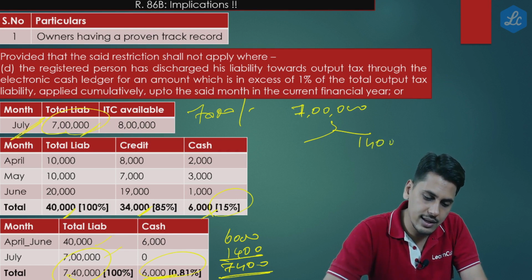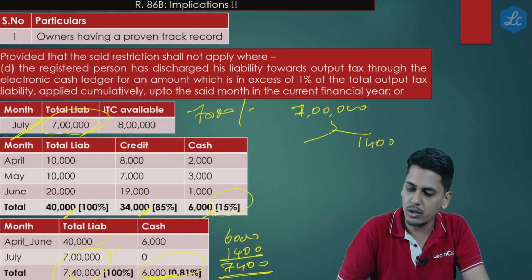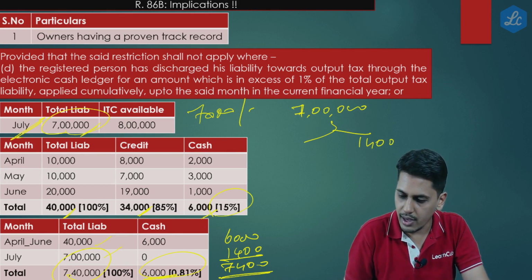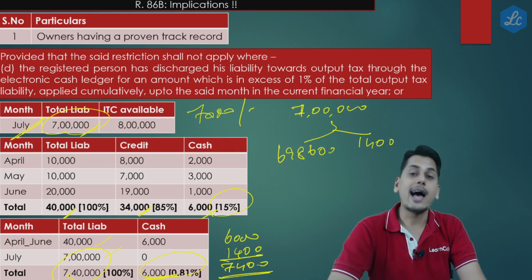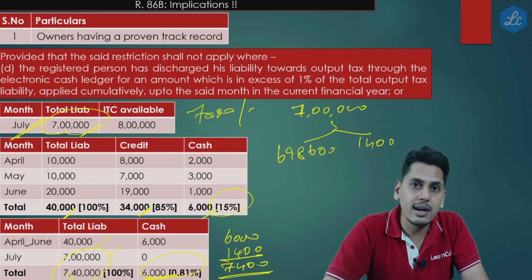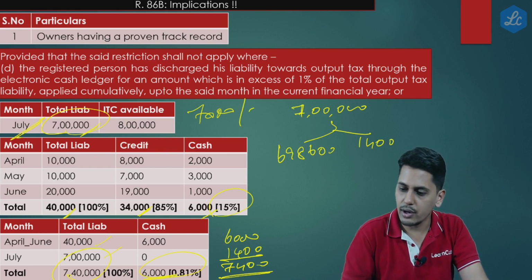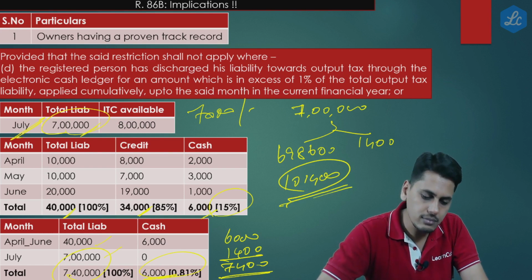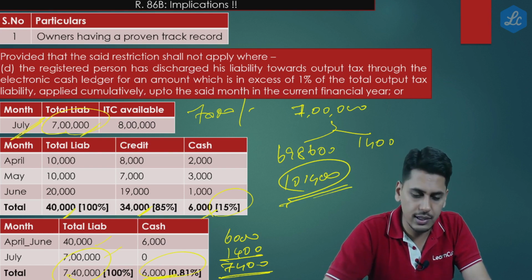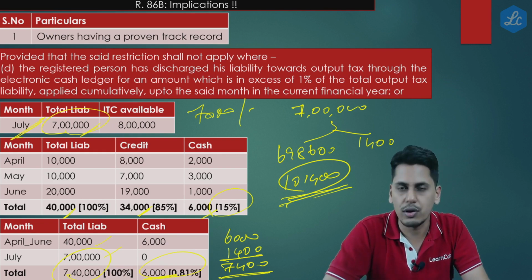From cash ledger, it is only going to be 1,400, and the difference of 698,600, I will be discharging it from my credit ledger. And therefore friends, the credit ledger carry forward is going to be 1,01,400. Credit ledger carry forward to the next month is going to be 1,01,400. I am sure you are able to follow this.